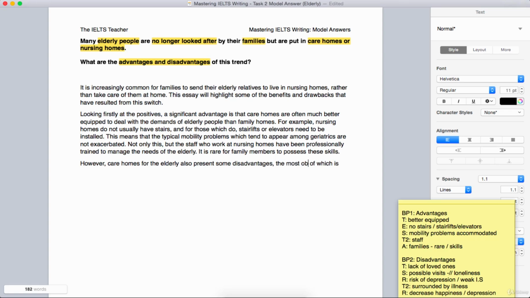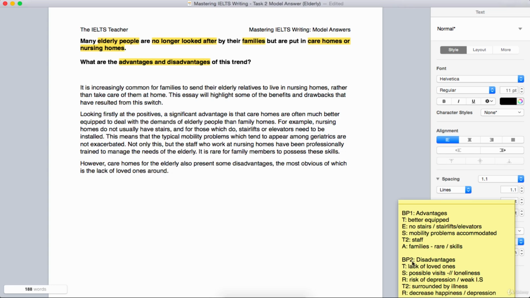I'm writing most obvious of which here because the disadvantage to me seems very obvious. It's the first one that came to mind and it came in a split second. So we'll say, present some disadvantages, the most obvious of which is, and then, just like in the plan, the lack of loved ones around.